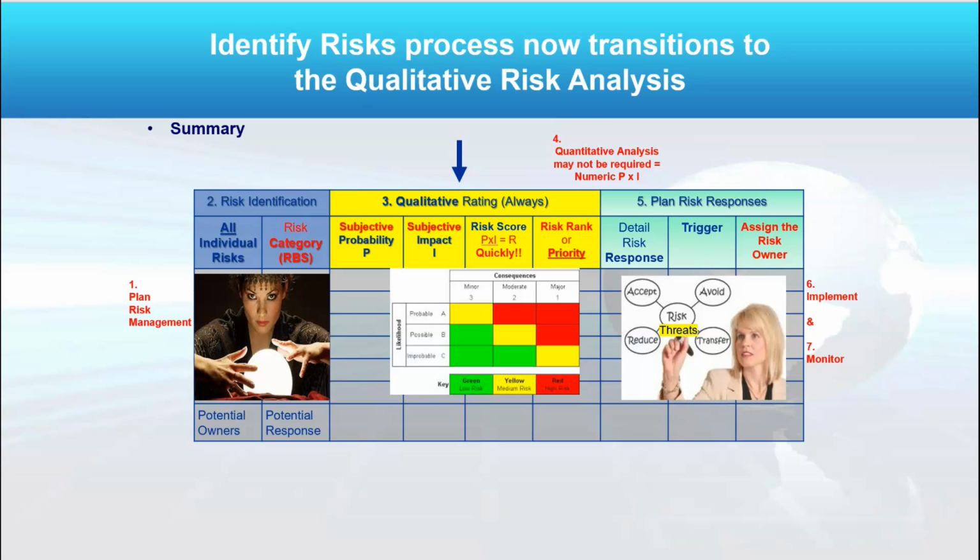So this is just kind of a summary of the processes. Number one is I want to plan risk management on the left. Then I want to identify the risks. And so I want to identify all the individual risks. And then I even want to create risk categories, right? Because if I can group risks, I can probably group responses later. And I want to identify potential owners. And right away, we should jot down as a kicker what we think a potential response is going to be, even if we don't develop it later.